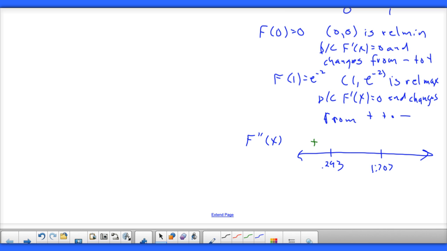Put in like 1, that's going to be a negative. And if I put in 2, that will wind up being positive. So it looks like we have inflection points at x equals 0.293 and 1.707 because the second derivative is 0 and the sign changes.